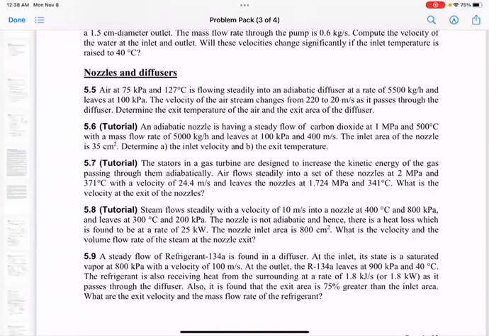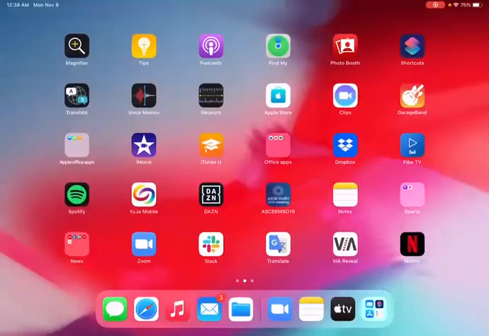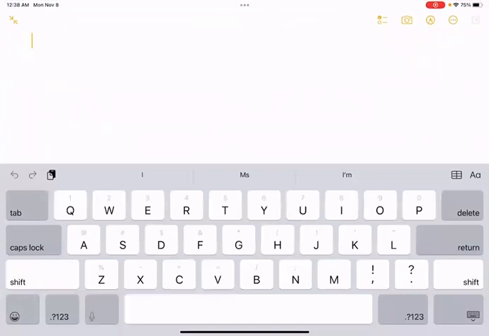Okay, so let's get started. I'm just going to open it up on the other page. All right, there we go.